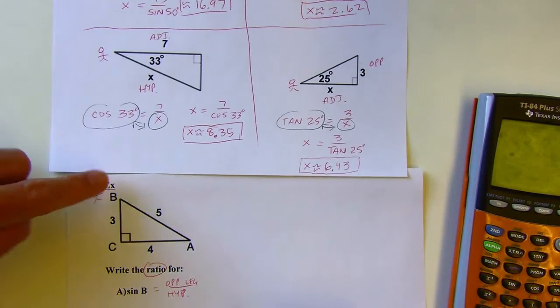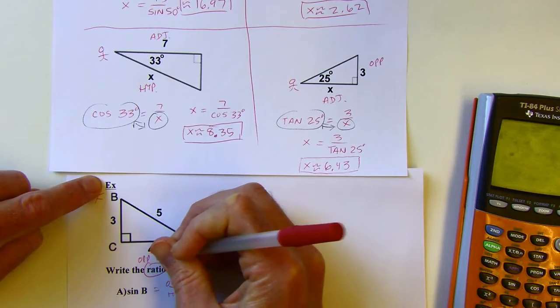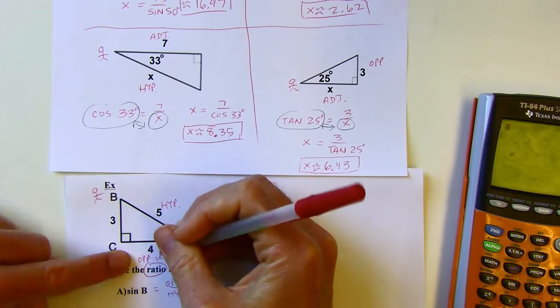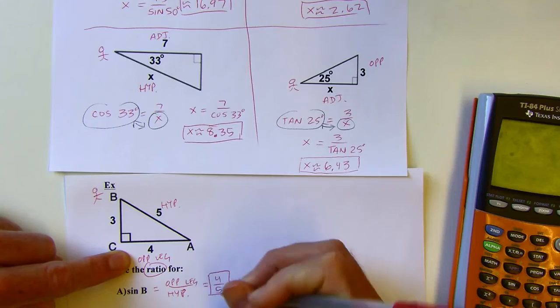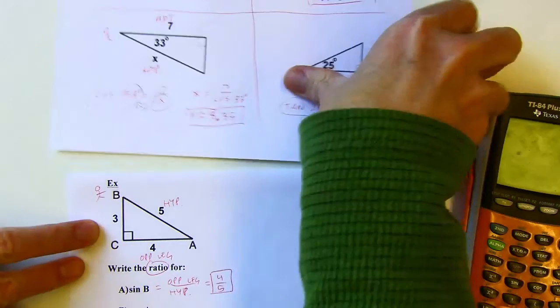So that just means from here, this is my opposite leg, and this is my hypotenuse. So I just want to write 4 over 5, and I want to make sure that's reduced. It already is. That is my sine of angle B.